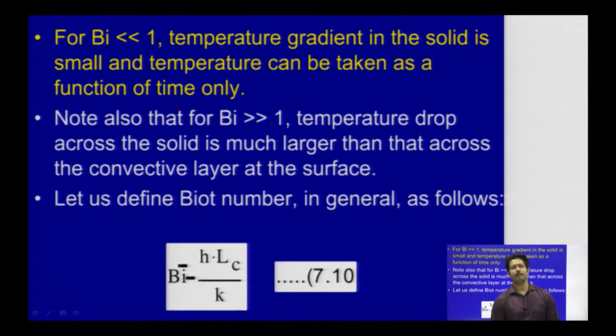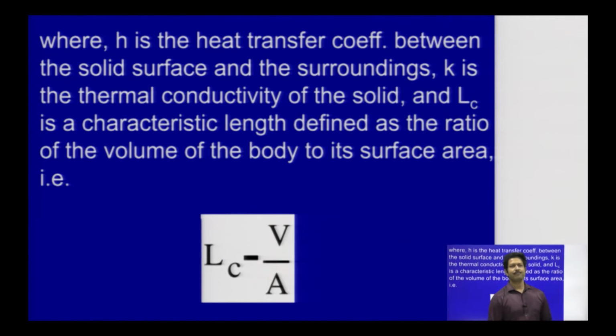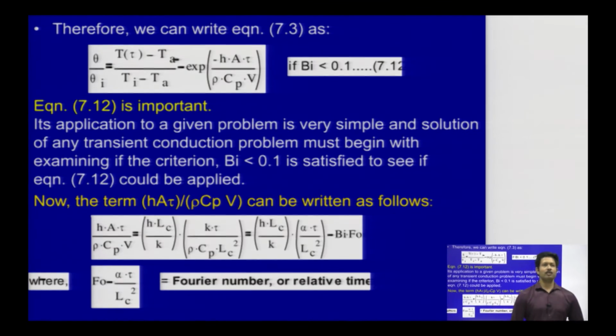So let us define the Biot number in general as h Lc by k, and this Lc is nothing but the characteristic length, and characteristic length is equal to volume upon area, and we know that volume is equal to area into length. It has been derived from the same formula. Here h is the heat transfer coefficient between the solid surface and surroundings, k is the thermal conductivity of the solid, and Lc is a characteristic length defined as the ratio of the volume to the area of the body.